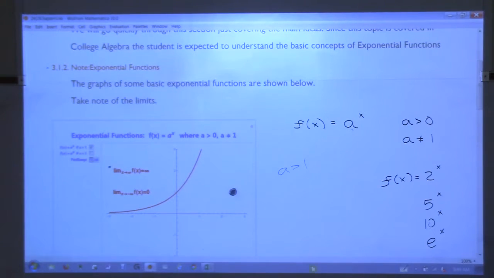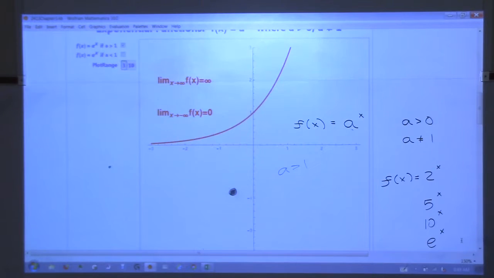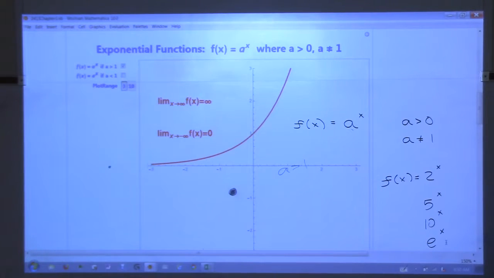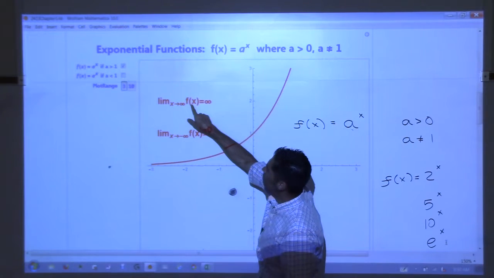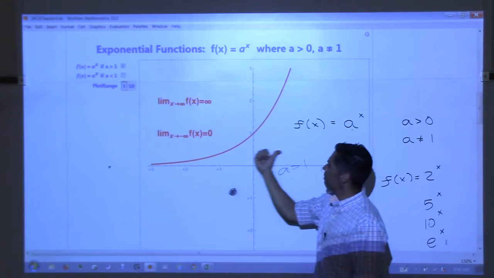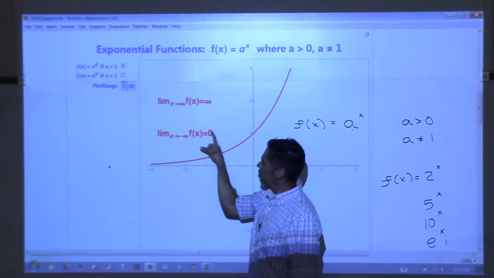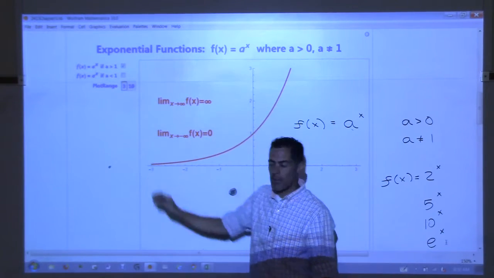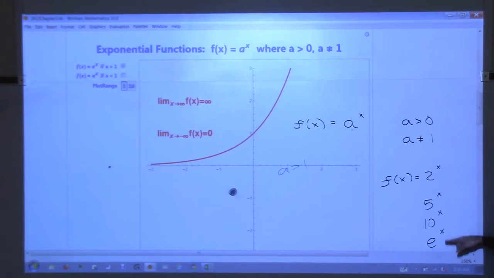Hold on a second. Make this a little bigger. There we go. That better? So the limit as x goes to infinity of this function is infinity. As we go to infinity, it goes to infinity. As we go to negative infinity, the function goes to 0. Yes? Now, that's if a is bigger than 1.